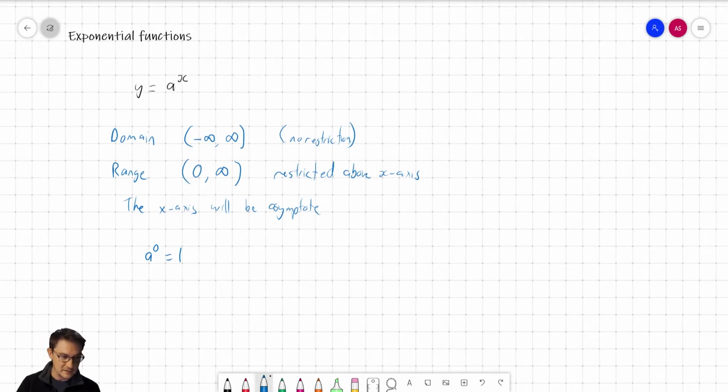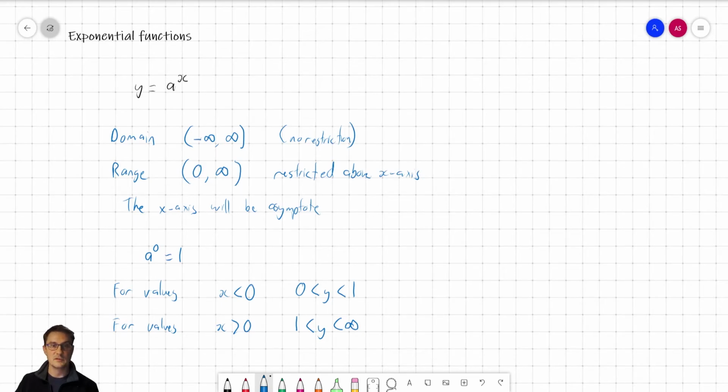Now, a couple of other things to consider regarding the values of x. If we want to consider values of x which are less than 0, what's going to happen is y is going to produce values which are between 0 and 1 when x is less than 0. Now, if we consider values of x which are greater than 0, it's going to affect the y values, and so it's going to be increasing further and further at a quick rate. That means we're going to have y values which are found between 1 and infinity.